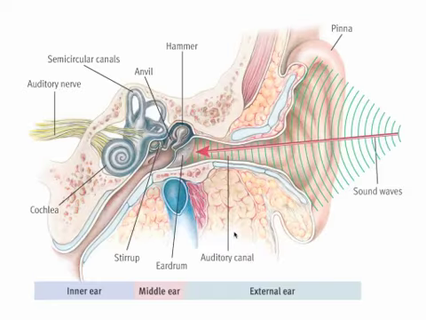So here's a diagram of what the ear looks like. As you can see, the sound enters through the pinna, that's that flap on the outside of your ear. It then travels through the auditory canal. Now that's considered the external ear. We're going to be discussing each of these components in more detail in the next few slides.